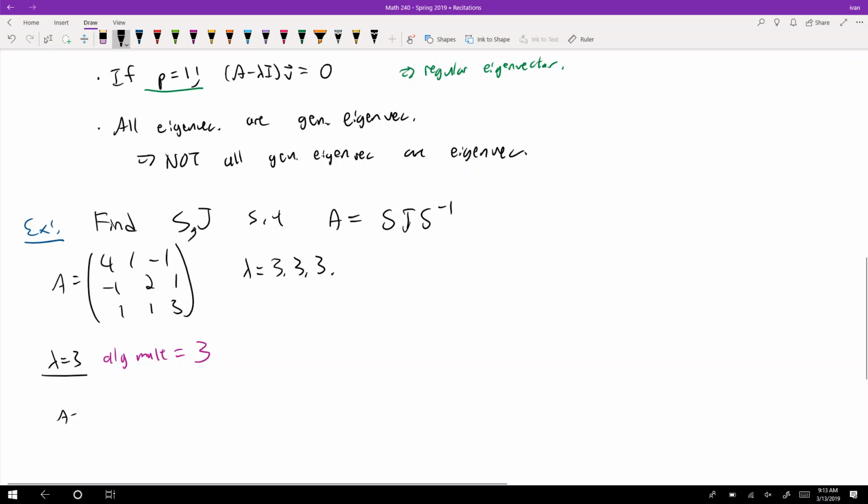Now we take a look at A minus 3I: 1, 1, -1; -1, -1, 1; 1, 1, 0. Oh, I did not subtract stuff off the diagonal.